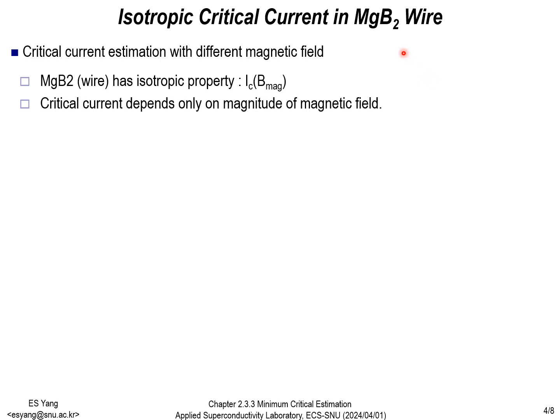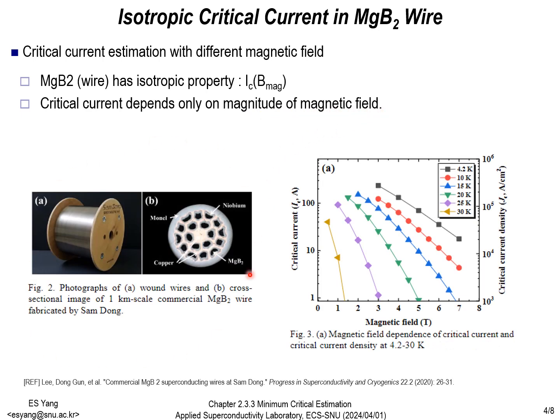Let's start with MgB2, which has isotropic critical current. When measuring the critical current with varying angles of the external magnetic field, MgB2 exhibits isotropic properties, where the critical current depends only on the magnitude of the magnetic field. The picture at the bottom left shows the cross-section of an MgB2 wire, and the graph at the bottom right represents the critical current of MgB2. As mentioned, MgB2 demonstrates critical current dependent solely on the magnitude of the magnetic field.